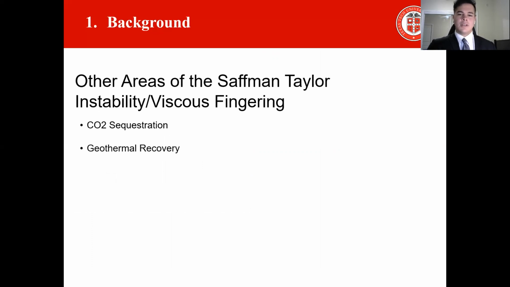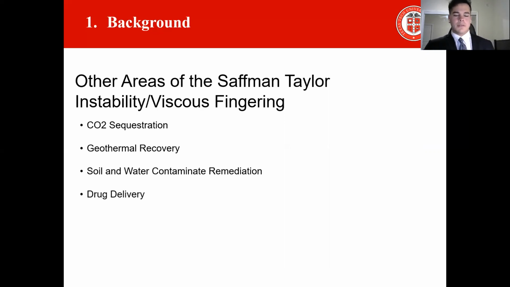Geothermal recovery. We want to recover as much thermal energy as we can. Sometimes we need to inject CO2 to displace hot brine so that hot brine can be produced. Soil and water contaminant remediation. An issue that occurs here is that in the porous media, dead-end pores trap the oil inside. Drug delivery is another area where viscous fingering can be found, and chromatographic separation. Those are some other areas as well.